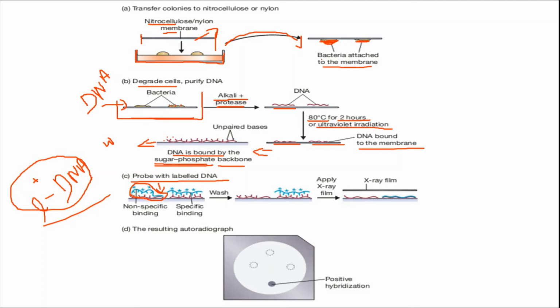After washing out the unbound labeled probe DNA, only the bound hybridized probe DNA is there. The remaining DNA is washed out, and it's also radiolabeled. Okay, this entire membrane is subjected to autoradiography. Finally we get this kind of structure.